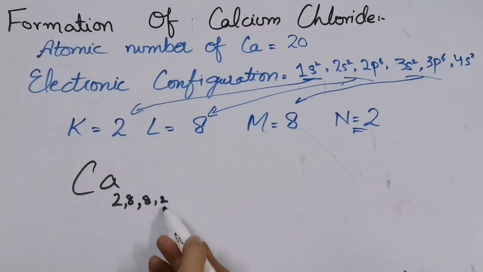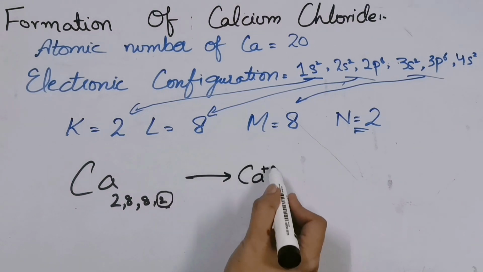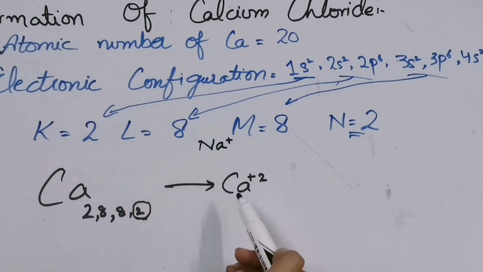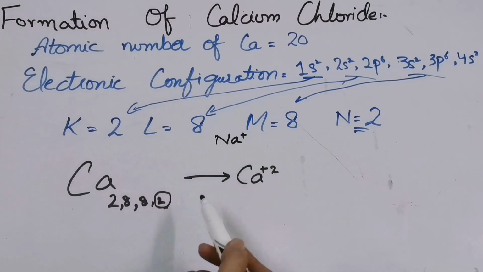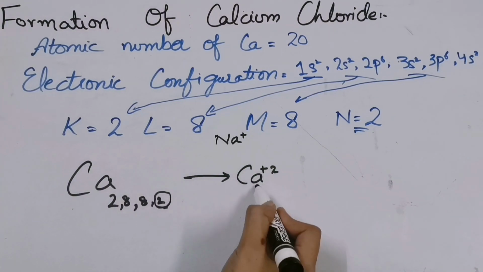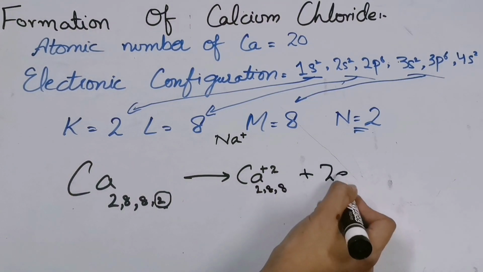Now to attain the noble gas electronic configuration, calcium has to lose these 2 electrons. As it is losing 2 electrons, so we will write +2. Sodium lost 1 electron, so we only wrote sodium positive. Calcium is losing 2 electrons, so we will write +2. Now 2, 8 and 8. It has lost 2 electrons.